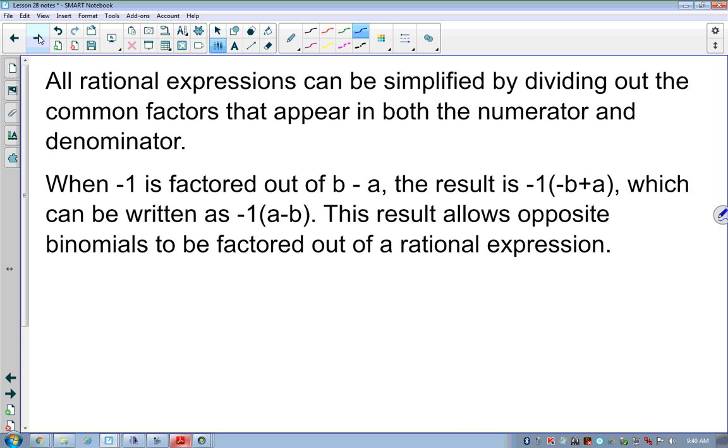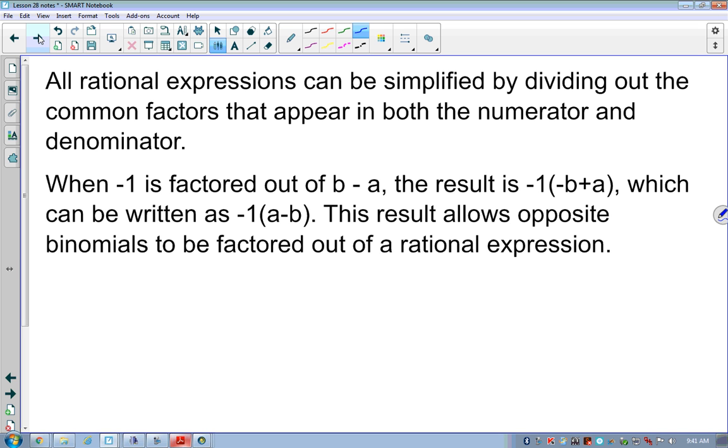All rational expressions can be simplified by dividing out the common factors that appear in both the numerator and the denominator. When negative 1 is factored out of something like b minus a, the result is negative 1 times negative b plus a. If we test that, we'll see that it works because negative 1 times negative b is positive b, and negative 1 times positive a is negative a. I get what I started with.